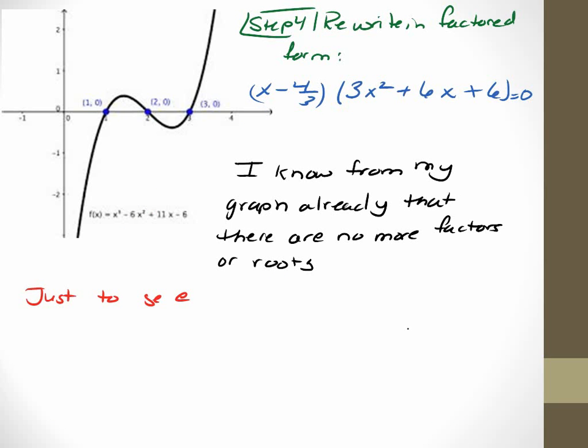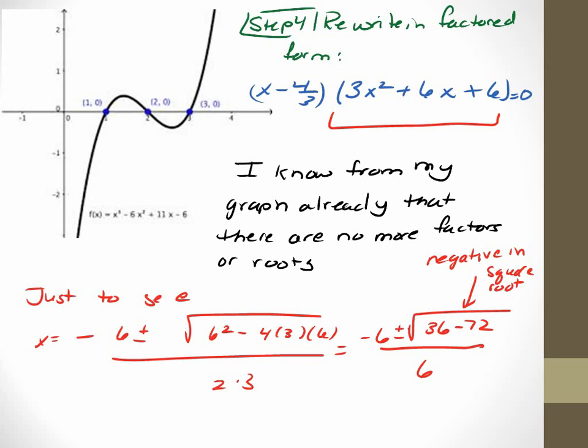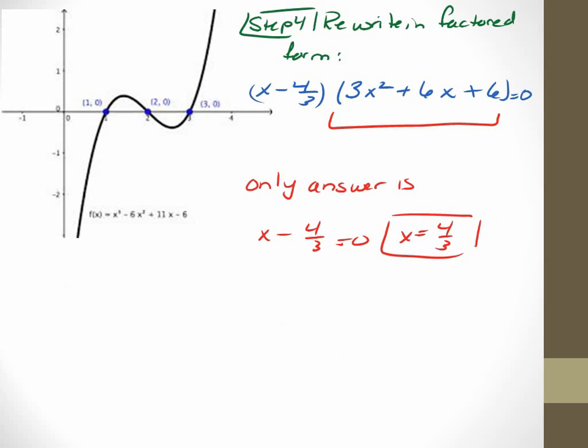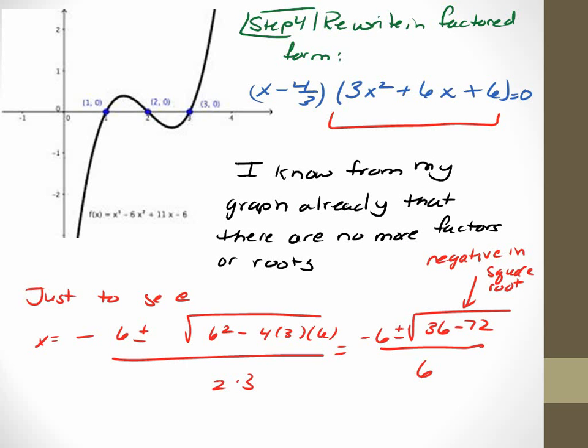So I know from my graph already there are no more factors. Just to see what happens, I could take this and set that piece equal to 0. And what I get is a negative under the square root. See what happened? If I did the quadratic formula, I get this thing right here. I'm going to actually carry it all the way through so you can see that. So I'm not going to get any more roots.